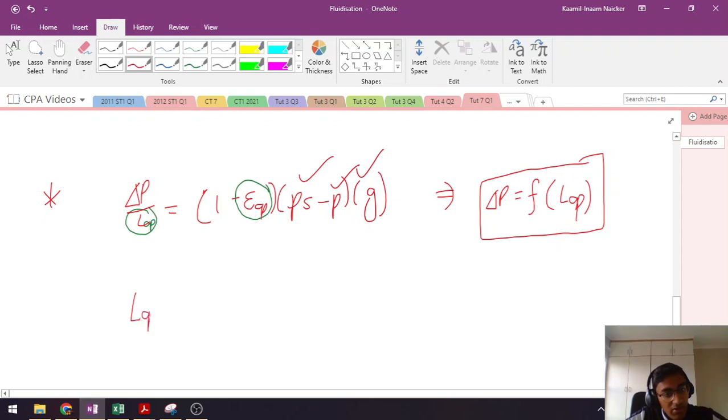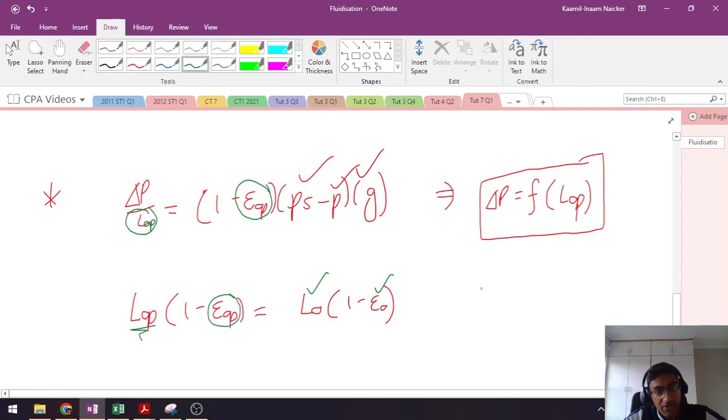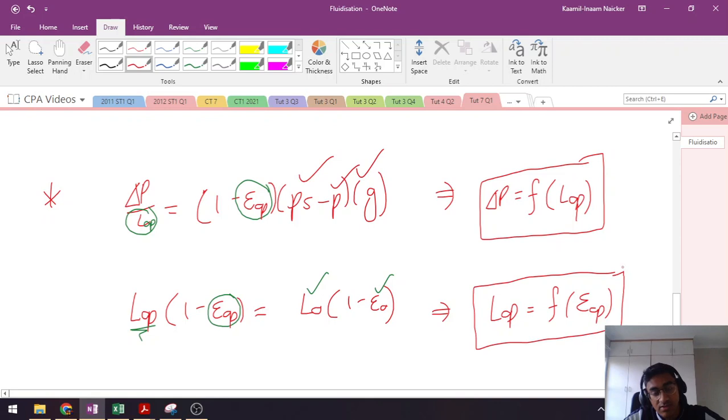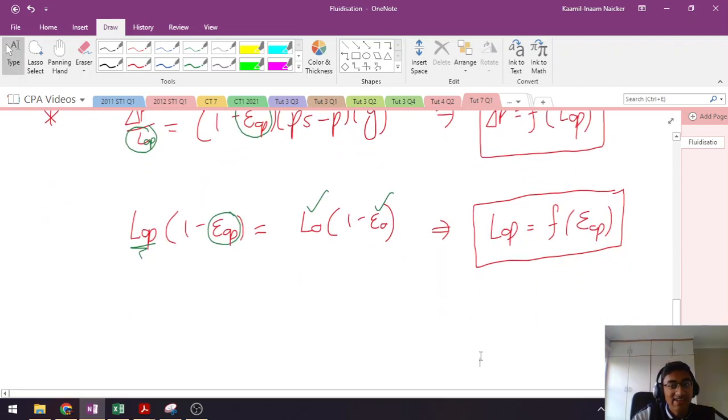Well, I know that operating length multiplied by 1 minus operating epsilon is equal to L0 into 1 minus epsilon 0. And so once again, I'm given the epsilon 0, the L0, but I do not have the operating epsilon, and I'm trying to find the operating length. So this implies that my operating length is equal to a function of the operating epsilon. And so you can see why I left it out of the first equation. Okay, so it gets more complex than this.